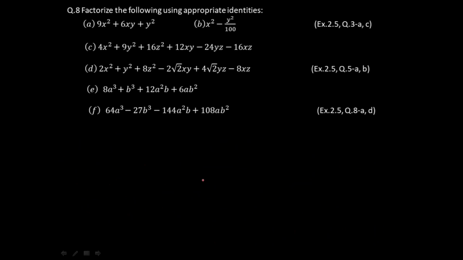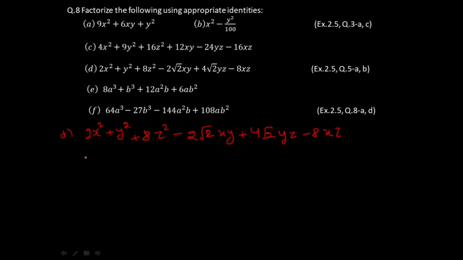Next part, that is part D. Okay, let's take here. First write the question: 2x square plus y square plus 8z square minus 2 times under root 2 xy plus 4 times under root 2 yz minus 8xz. Let's see how to solve. I think same identity, a square plus b square plus c square plus 2ab plus 2bc plus 2ca. But how to convert this into that form?